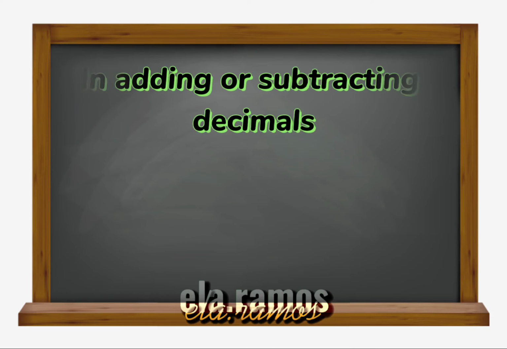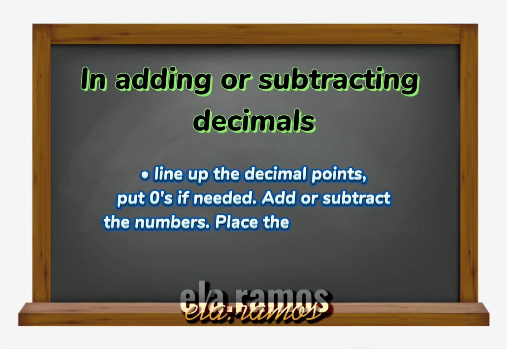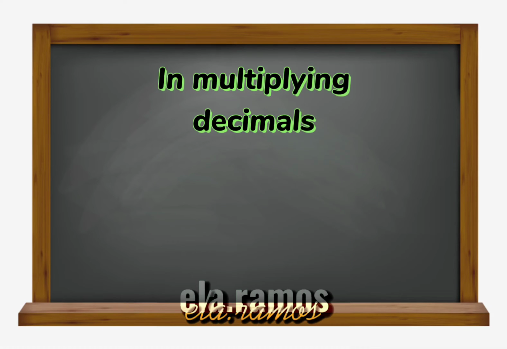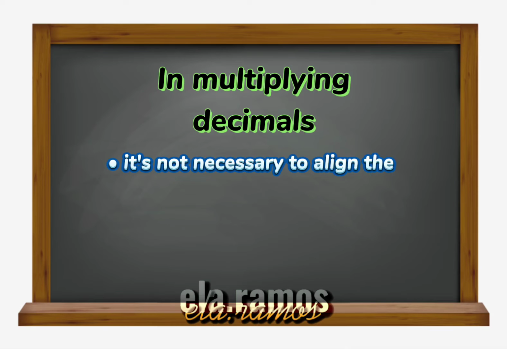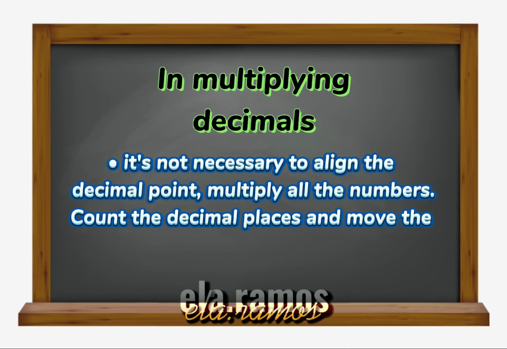In adding or subtracting decimals, first we need to line up the decimal points vertically and put zeros if needed. Add or subtract the numbers. Place the decimal point in the sum or difference so that it lines up vertically with the numbers being added or subtracted. When multiplying decimals, you don't have to align the decimal point. Then, you just multiply all the numbers there. When you get the product, you count the decimal places and move the decimal point to the left.